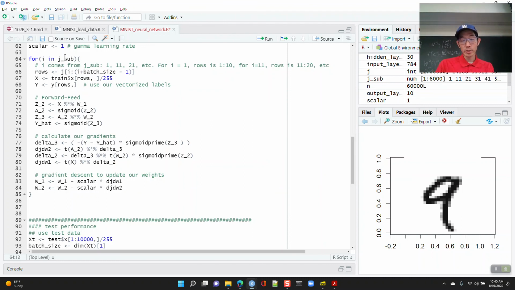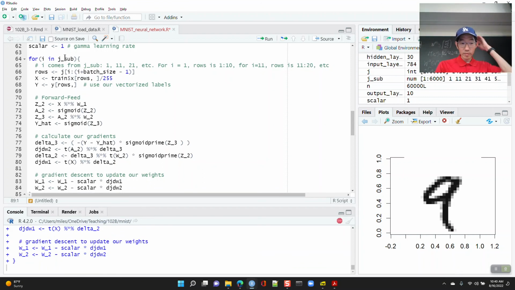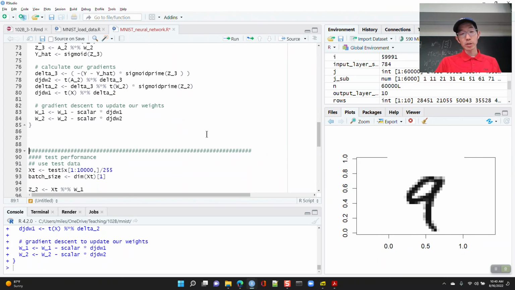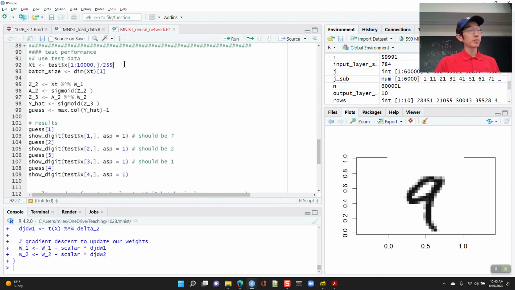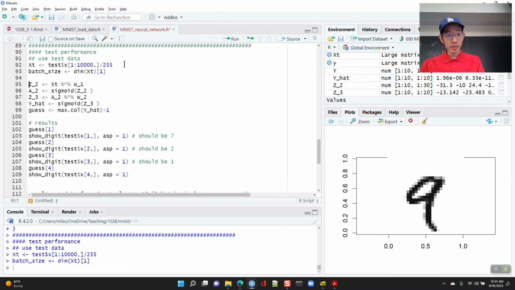So I run this. It's going to take a couple of seconds. And it's going to go through 10 images at a time. I think I ask it to do it 6,000 times. All right, and now it's done. Okay, we have trained the network. We have found a set of weights, W1 and W2, that we hope gives us good predictive performance. So now we will take our test data that we've never seen before, and I'm going to have it produce the guesses using forward feed.